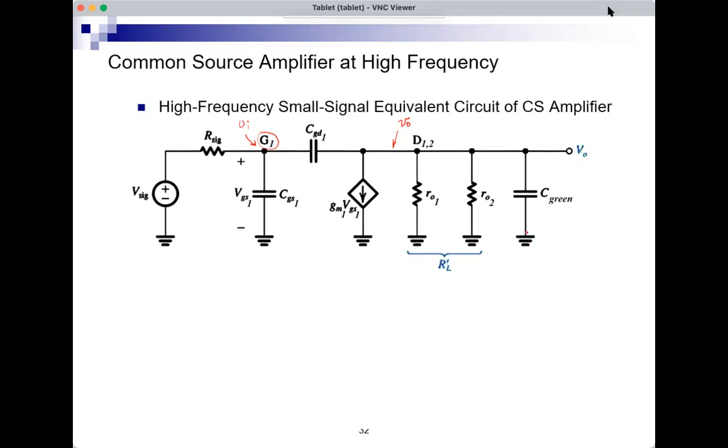And it's the sum of the 3 capacitors because they're in parallel between the output node and ground. The 3 of them are connected between the output and ground, and therefore the equivalent capacitance would be the sum of the 3. So C green is the sum of the 3 green capacitors on the previous slide. I can also combine RO1 and RO2 and call this combination R prime L, and it may include also an RL if there is one. So R prime L is RO1 parallel RO2, and if there is an RL, parallel RL also.